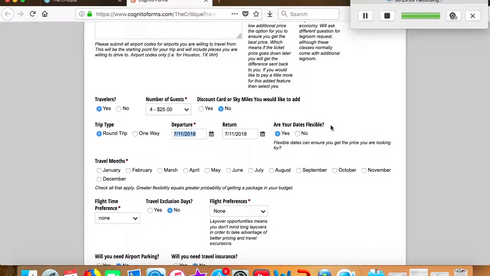Let me explain. Understanding how airlines work and how cheap prices work is simple. It's supply and demand. As long as there is a great demand, the supply is going to be lower, which means the price is going to be higher. As long as there's a great supply, the demand is lower, so the price is lower. So if you understand that principle, then you understand the importance of being flexible.